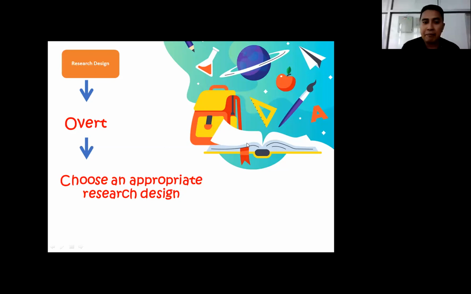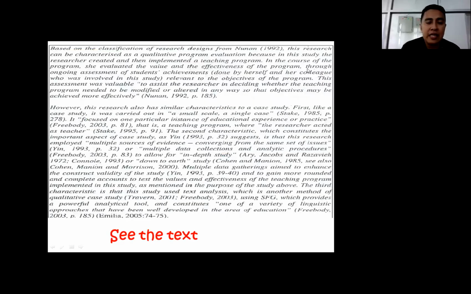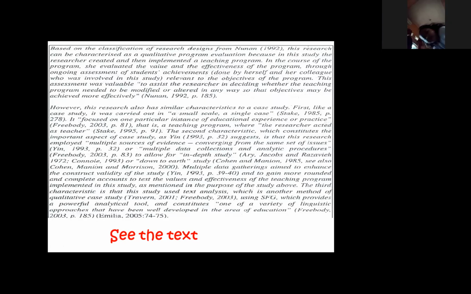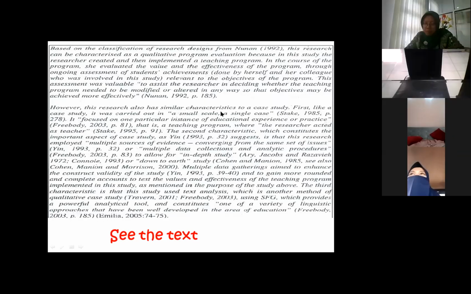And here is the example. You can see that you have to clearly state the research method itself. For example, here the research can be characterized as a qualitative program, and then you can see one of the types of qualitative is a case study. Here is the example, and at the end, of course, I will show you the full research methodology in Word, so you can see clearly how to write it.